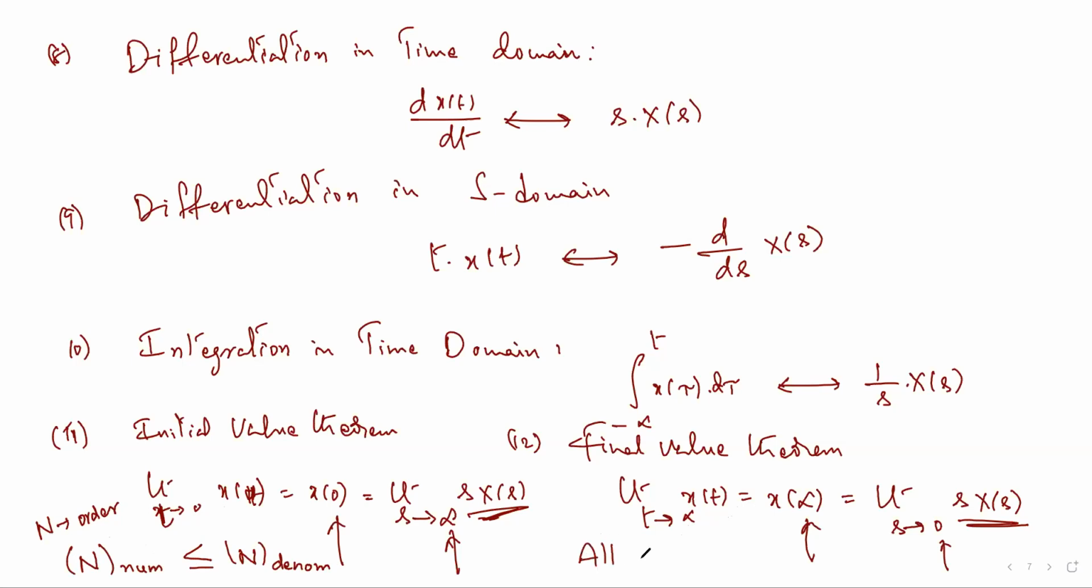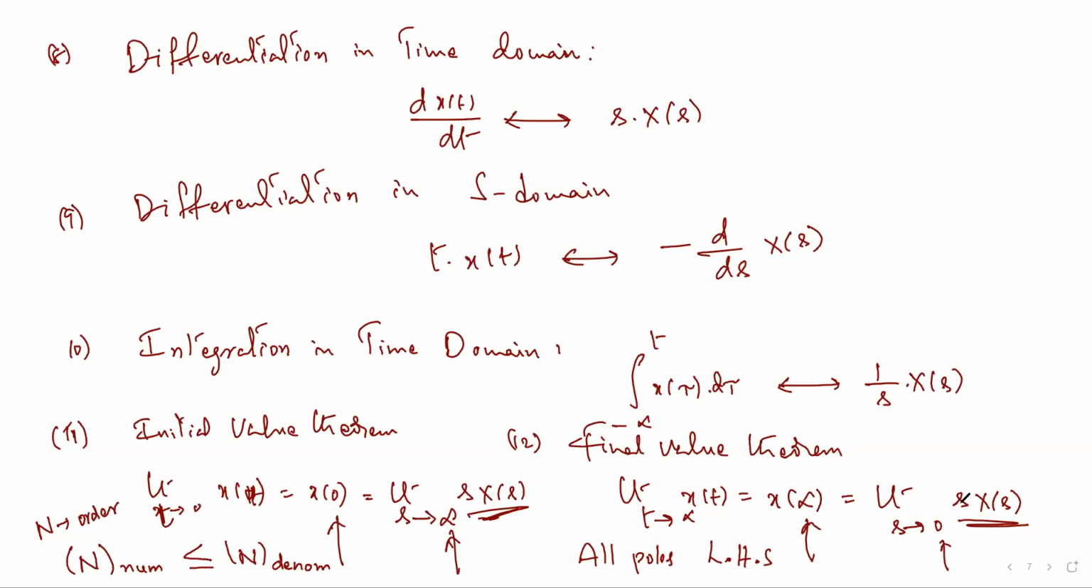all poles should be on the left hand side. One pole can be on the imaginary axis, however, that will be cancelled with the s in s into X of s. At most one pole can be on the imaginary axis, so that s cancels. Even if you have a pole on the imaginary axis, that will cancel. That doesn't affect. That's why all poles of s into X of s must be on the left hand side.